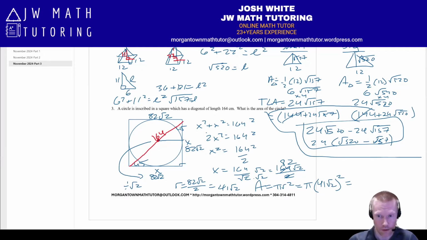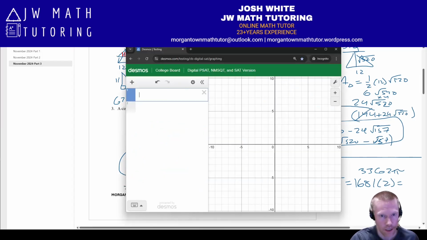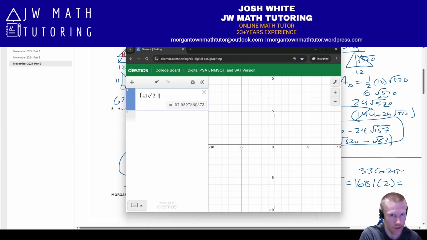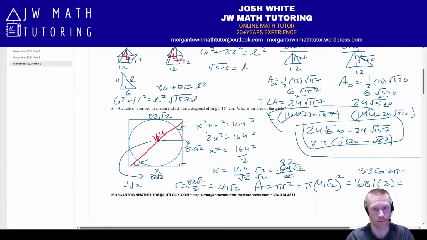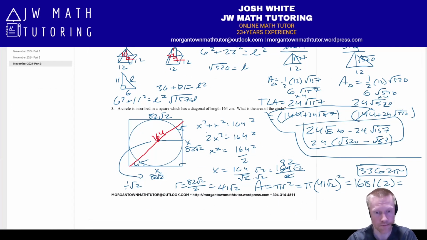Okay, now we can just go ahead and square the radius. So 41 squared is going to be 1681, and then root 2 squared is just going to be 2. So when you multiply those together, you should just get 3362 pi. So that would be the area of the circle. And we can just confirm this. Actually, we'll do it this way in Desmos. Yep, 3362, and of course, don't forget the pi. So that would just be our final answer for this problem.